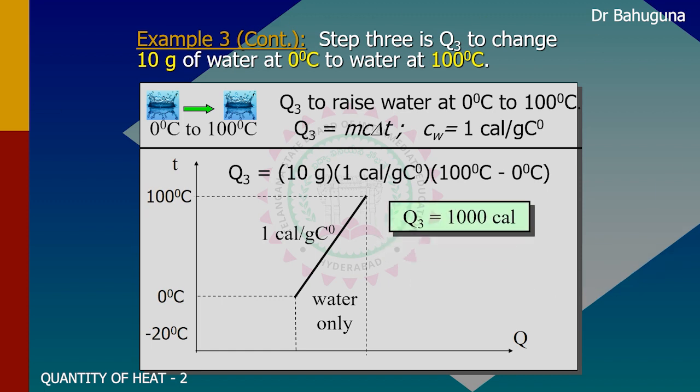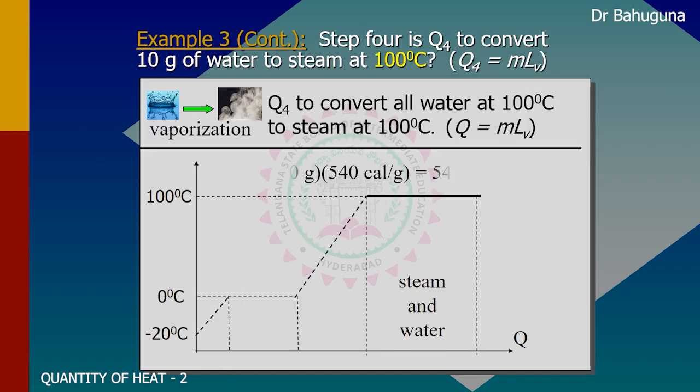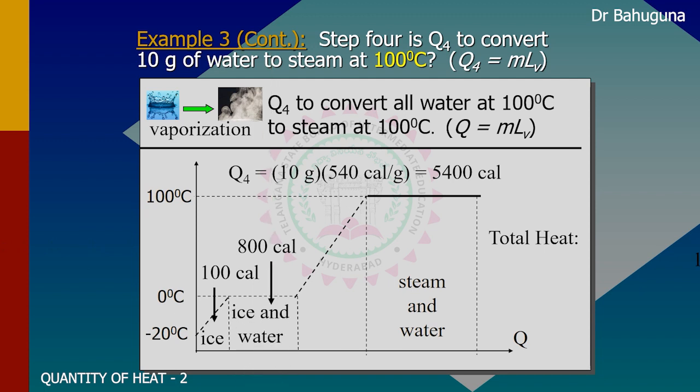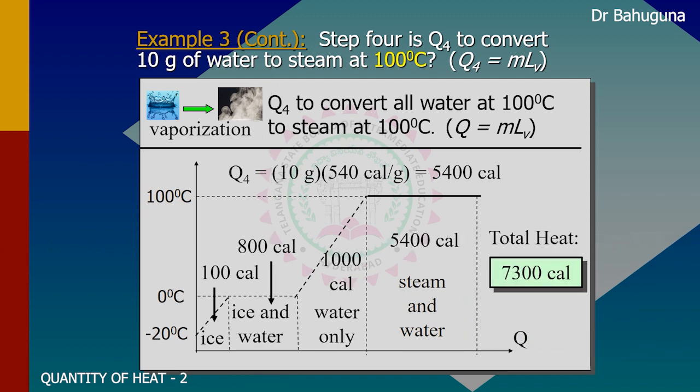Now if you further give temperature to the water at 100, it becomes steam at 100 degrees centigrade, and the latent heat of vaporization of water is nothing but 540 calorie per gram. We know that. So these are the different states as you are supplying heat energy to the ice block at minus 20 to become steam at 100 degrees centigrade.